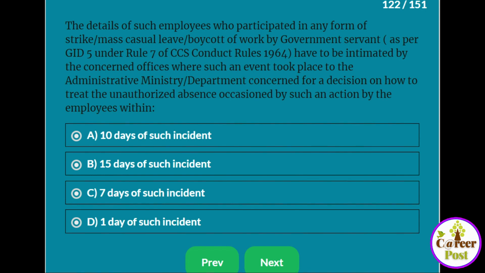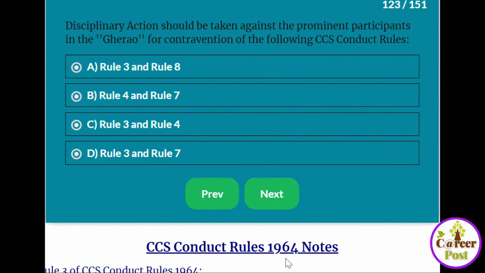The details of such employees who participated in any form of mass casual leave or boycott of work by government servants, as per GID 5 under Rule 7 of CCS Conduct Rules, have to be intimated by the concerned officers where such an event took place to the administrative ministry or department concerned for a decision on how to treat the unauthorized absence occasioned by such an action by employees within, is it 10 days, 15 days, 7 days, 1 day of such incident? It is 15 days. Disciplinary action should be taken against the prominent participants in the gherao, contravention of the following CCS conduct rule. It is Rule 3 and Rule 7.